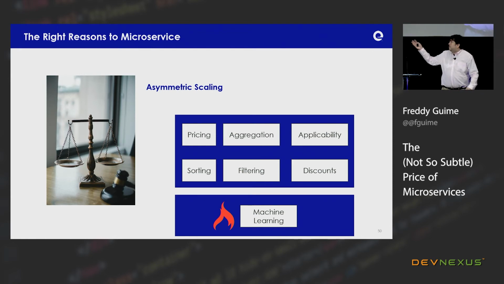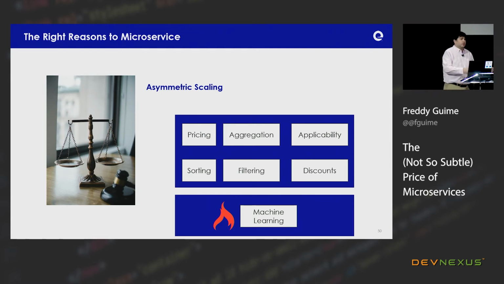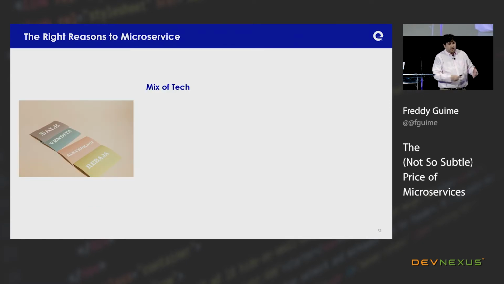And for your general service, you still keep it at your general compute cost, right? Like you get your 2XL, your 1XL, or your ECS, and your Docker containers, and that works fine. So this is one of the reasons to split a microservice, when you have parts of the stuff that don't scale linearly. The second one is mix of tech.